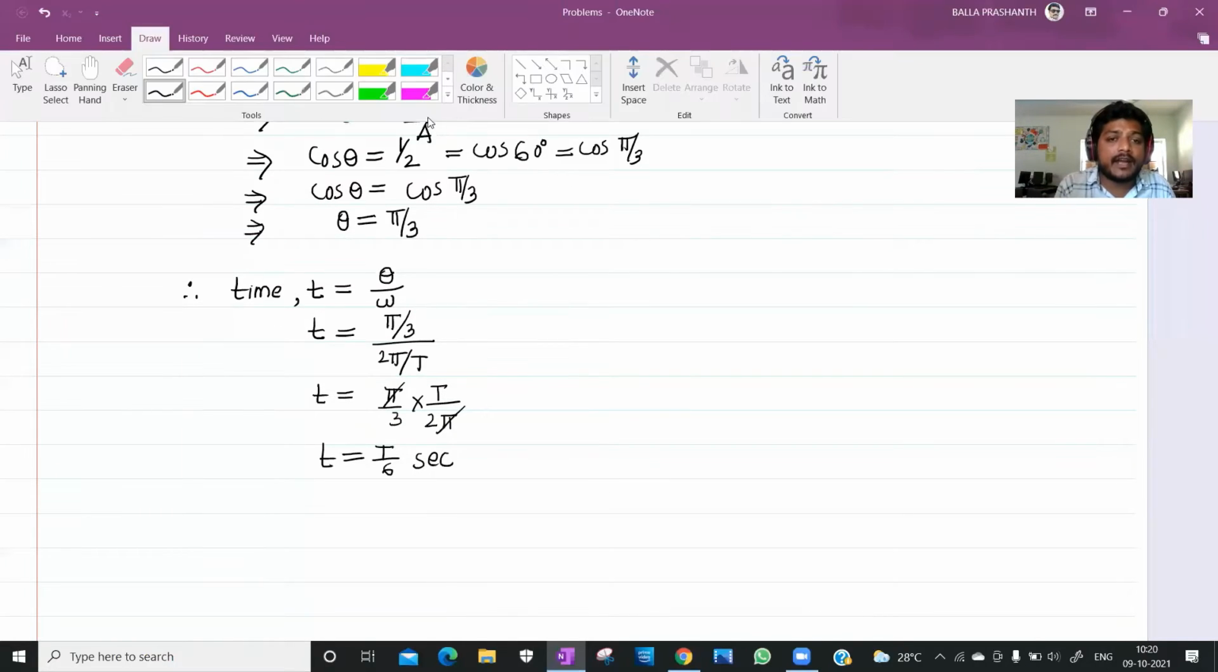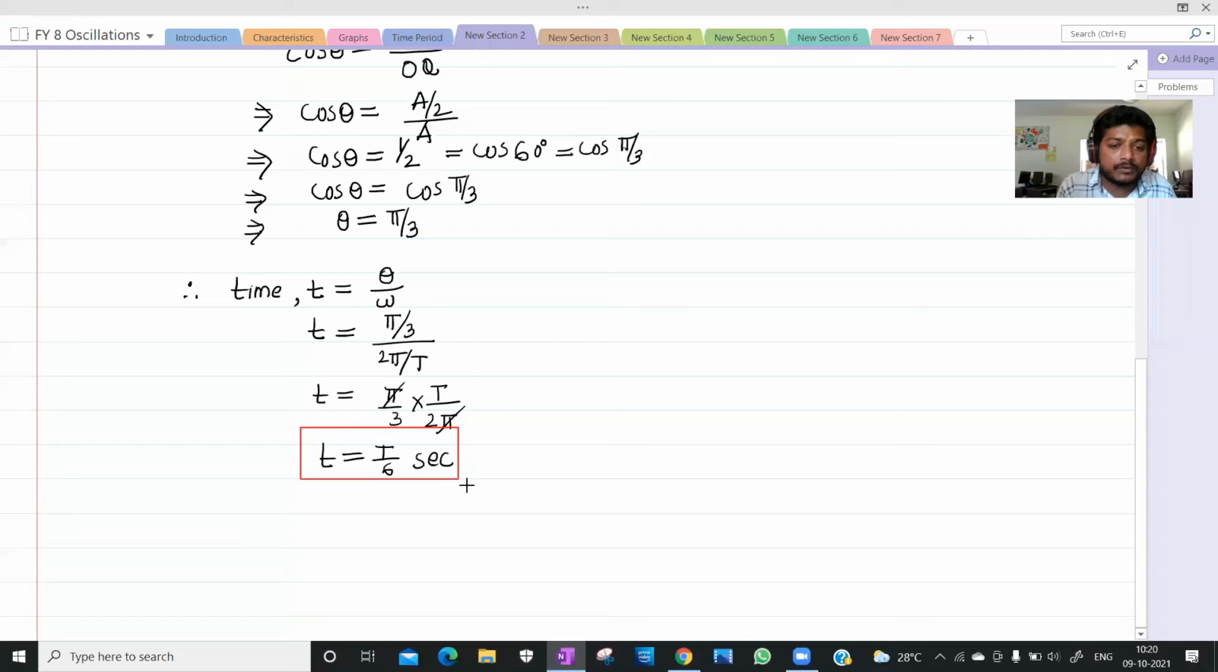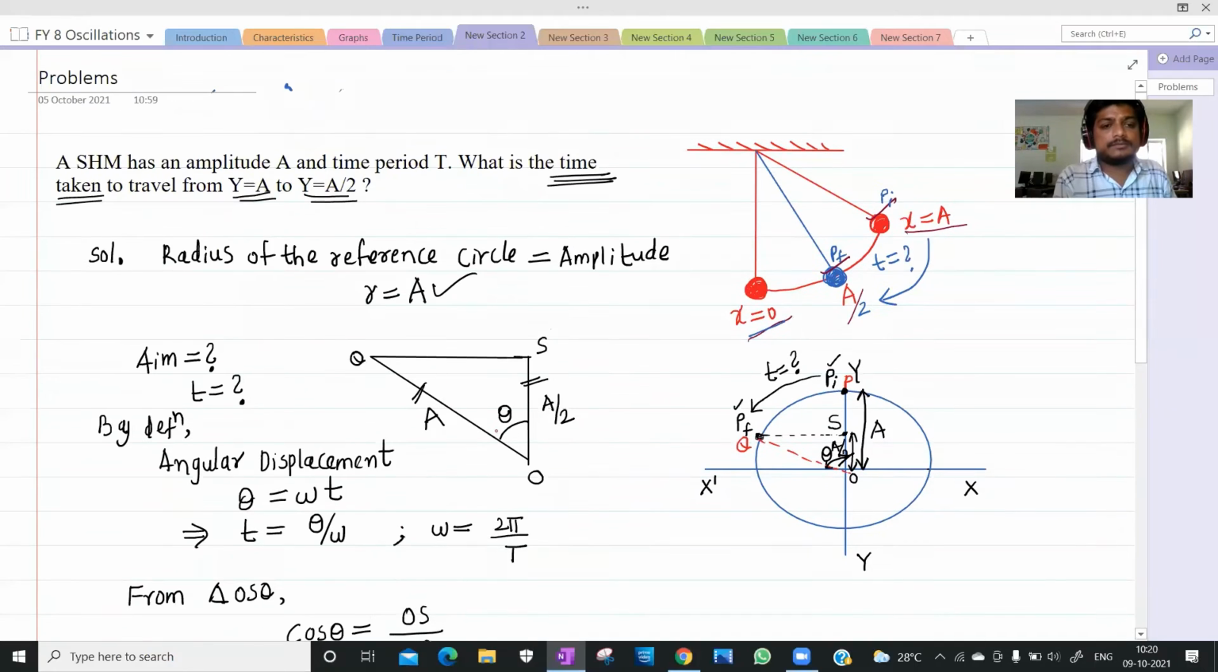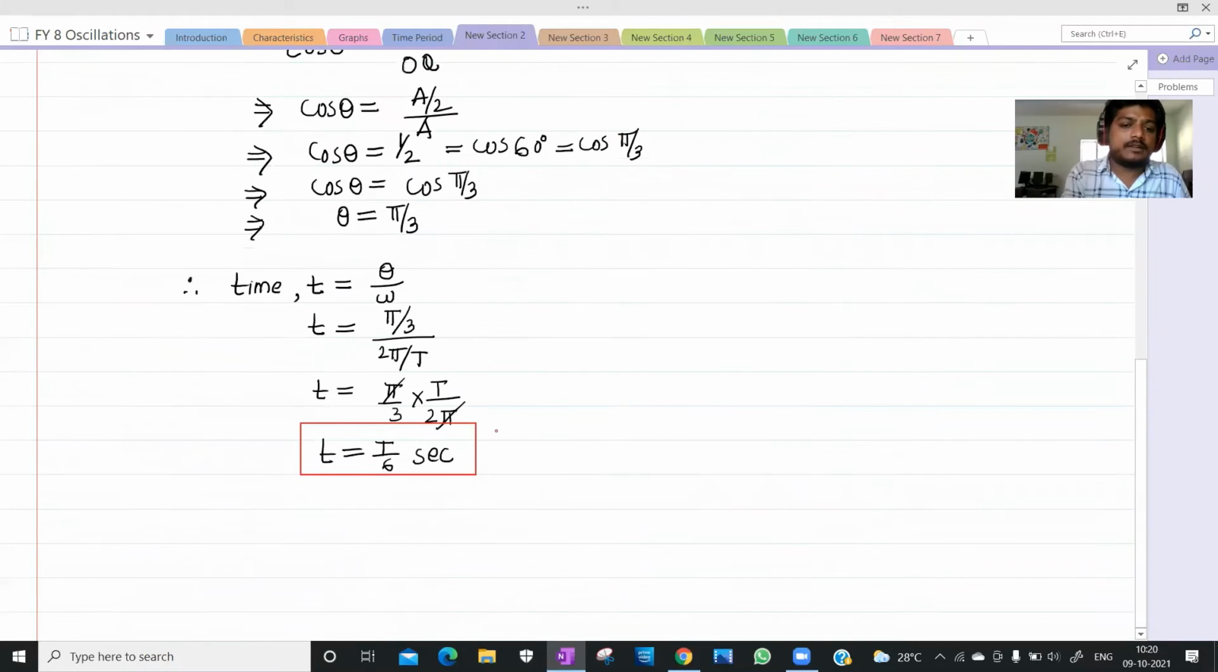This is the time taken to travel a particle from y equals A to y equals A by 2. Is it fine? Yes, sir. Understood.